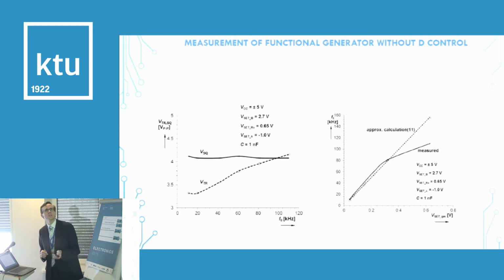These are particular results that show the tuning range in that configuration. The peak-to-peak range in case of the square signal was constant during the tuning process, and the triangle peak-to-peak range was linearly rising, and this graph shows that theoretical results and measured results are in good agreement in this range.